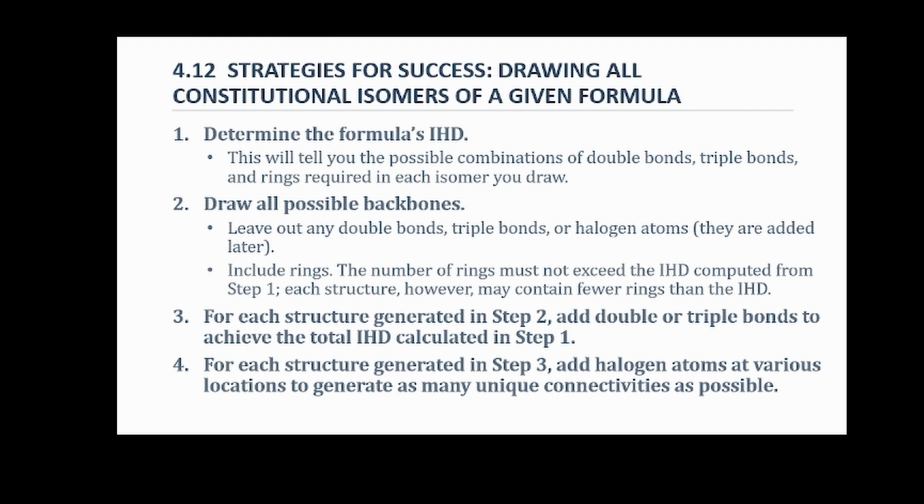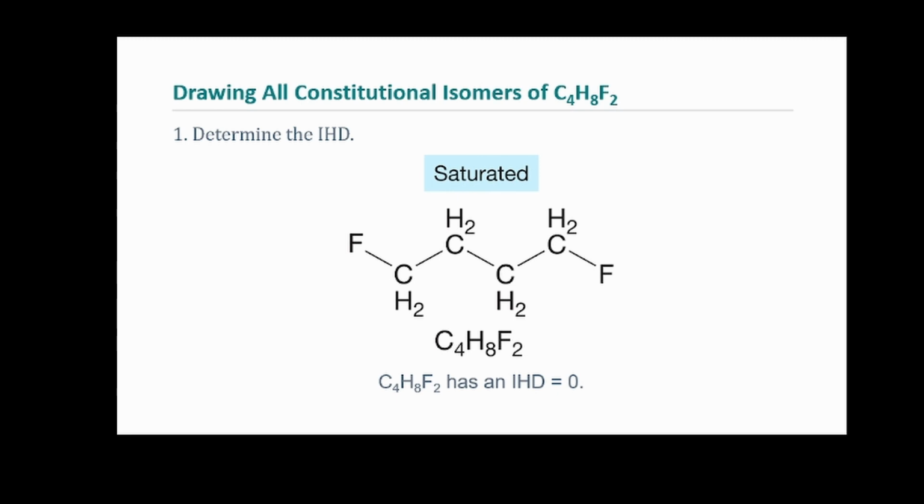For each structure generated in step 3, add halogen atoms at various locations to generate as many unique connectivities as possible. No, I won't make you do this for a large compound in an exam. It would take all class period, okay? But I might make you do 1 or 2 of them, right? Okay, so let's determine the IHD first.